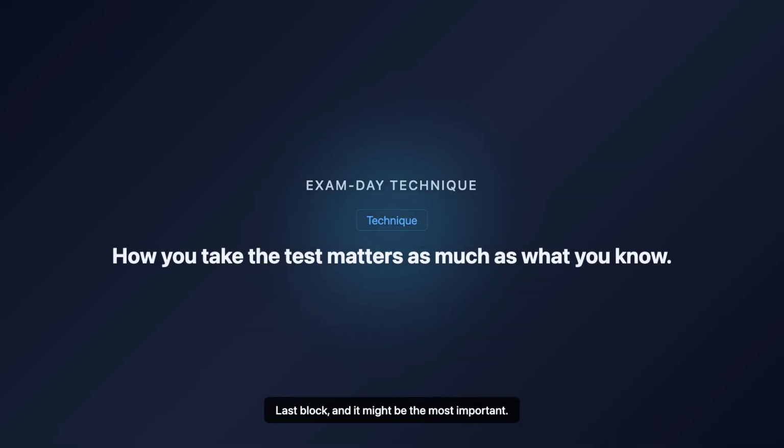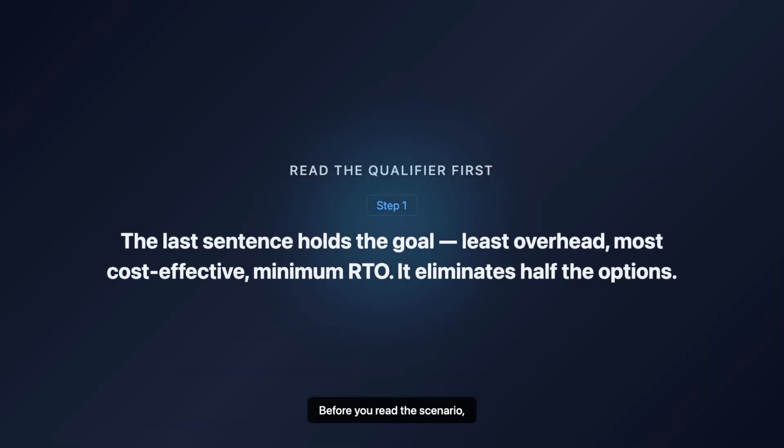Last block, and it might be the most important. How you take this test matters as much as what you know. 3 habits will carry you through. Before you read the scenario, jump to the last sentence and find the goal. Least operational overhead, most cost-effective, minimum recovery time. That qualifier is the tiebreaker because 2 answers will often both work and only the qualifier tells you which one they actually want. It eliminates half the options before you've even read the setup.